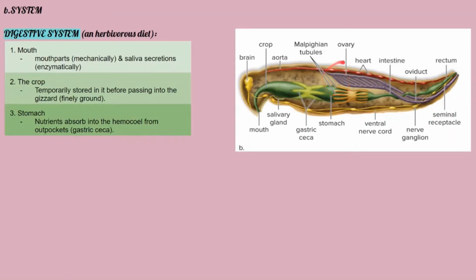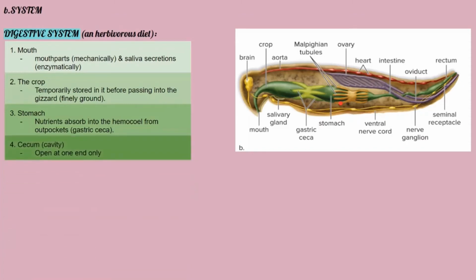In the stomach, digestion is completed and the nutrients are absorbed into the hemocoel. The hemocoel is the space inside the insect filled by hemolymph. The nutrients are absorbed into the hemocoel from the ceca. Next, the cecum opens at one end only. Next is the excretory system.